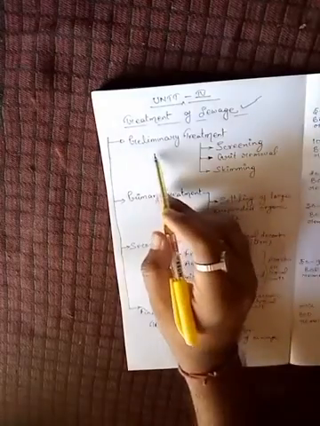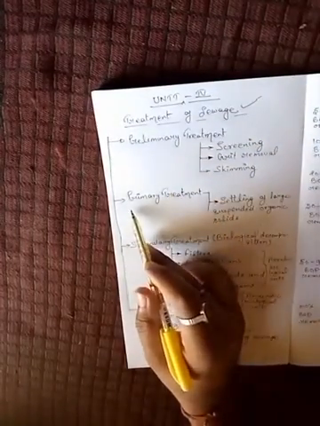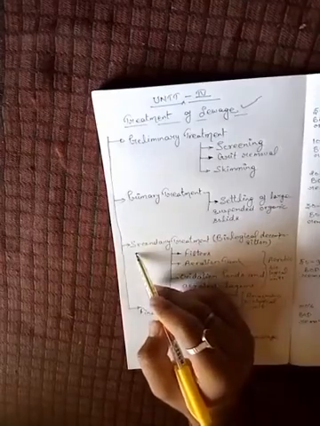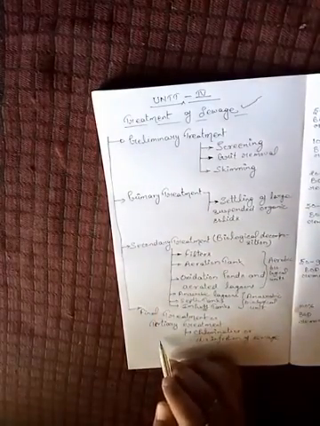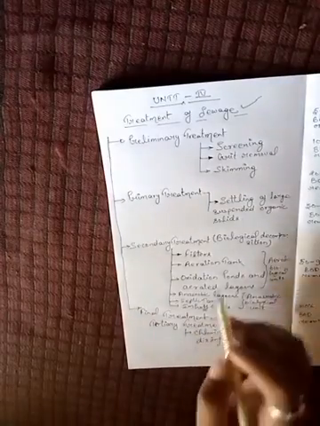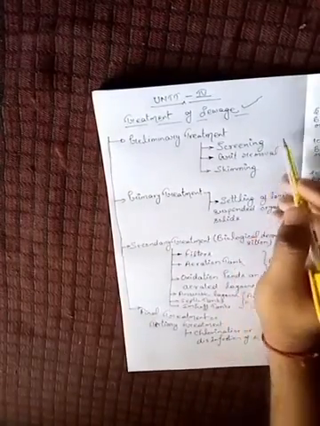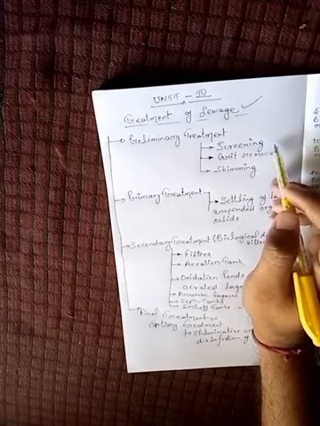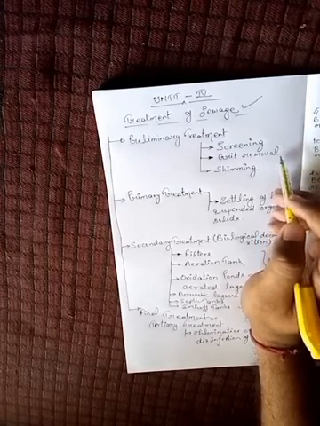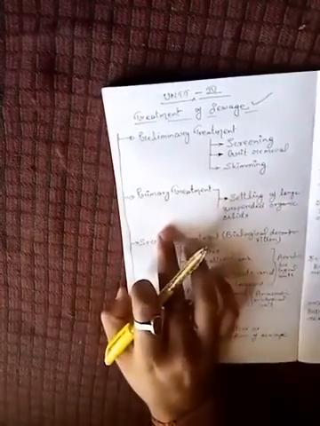The first one is the preliminary treatment, and the second one is the primary treatment. The third one is the secondary treatment, and the fourth one is the final or tertiary treatment. The preliminary treatment contains 3 steps. The first one is screening, the second one is grit removal, and the third one is skimming.